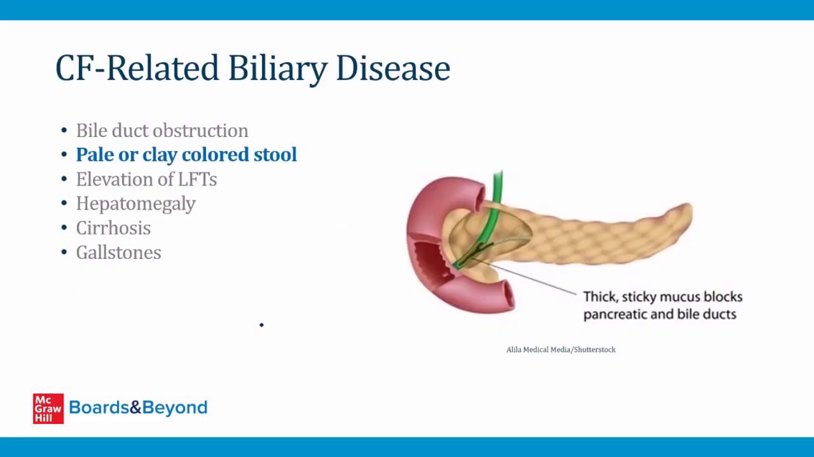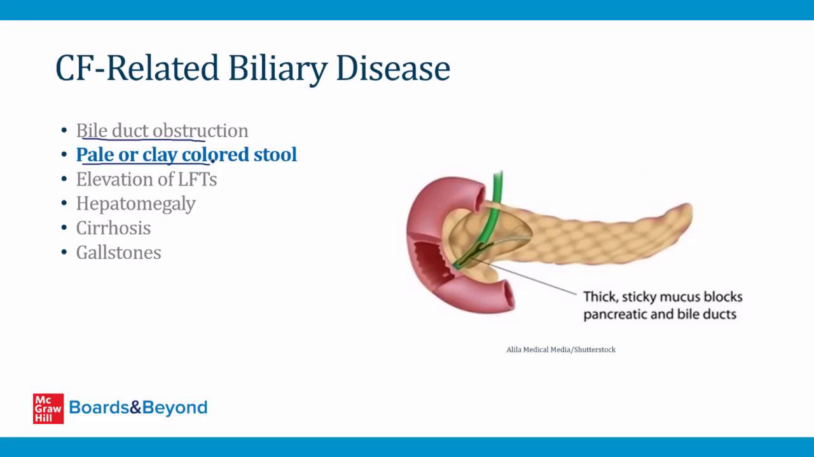All right, in cystic fibrosis, you also don't have normal flow of bile because bile secretions are also extra thick and sticky. So what can that lead to? Well, first of all, the bile duct can become obstructed. That means bile won't flow into the GI tract. When you don't have bile flowing into your GI tract, your stools will become pale or clay-colored. That's because bile contains breakdown products of bilirubin, and that's what gives stool its brown color.